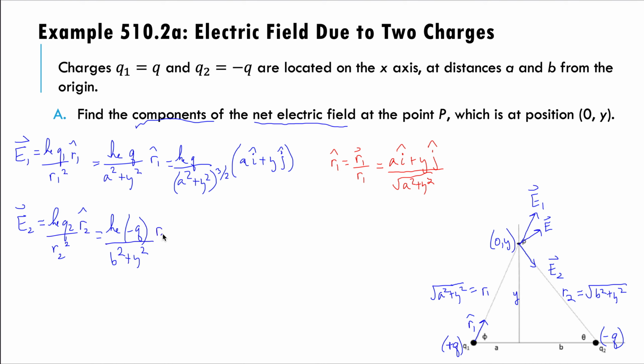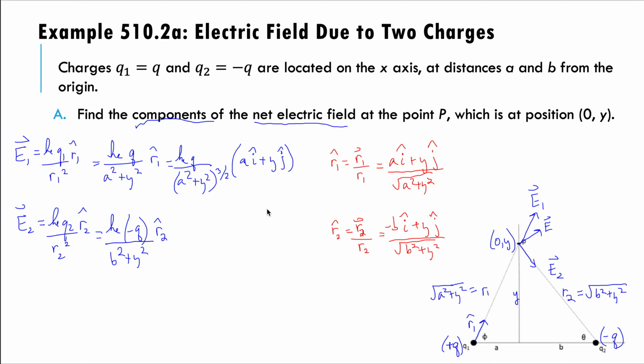And we need the unit vector r2 hat. So let's go ahead and find that on the side. The unit vector r2 hat equals r2 divided by its magnitude. The position vector r2, which goes from Q2 all the way to point P, requires us to go to the left a distance b and then upward a distance y. So we can say negative b in the i direction plus y in the j direction. We're going to divide that by the magnitude, the square root of b squared plus y squared.